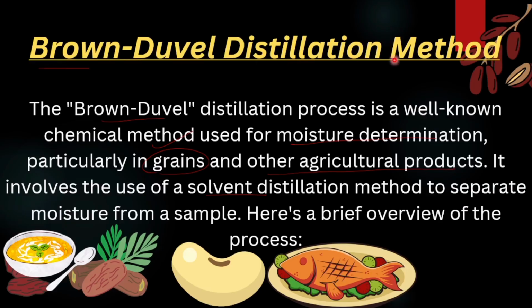Brown dual distillation method. It is a well-known chemical method for moisture determination, particularly in grains and other agricultural products. It involves the use of the solvent distillation method to separate moisture from a sample.